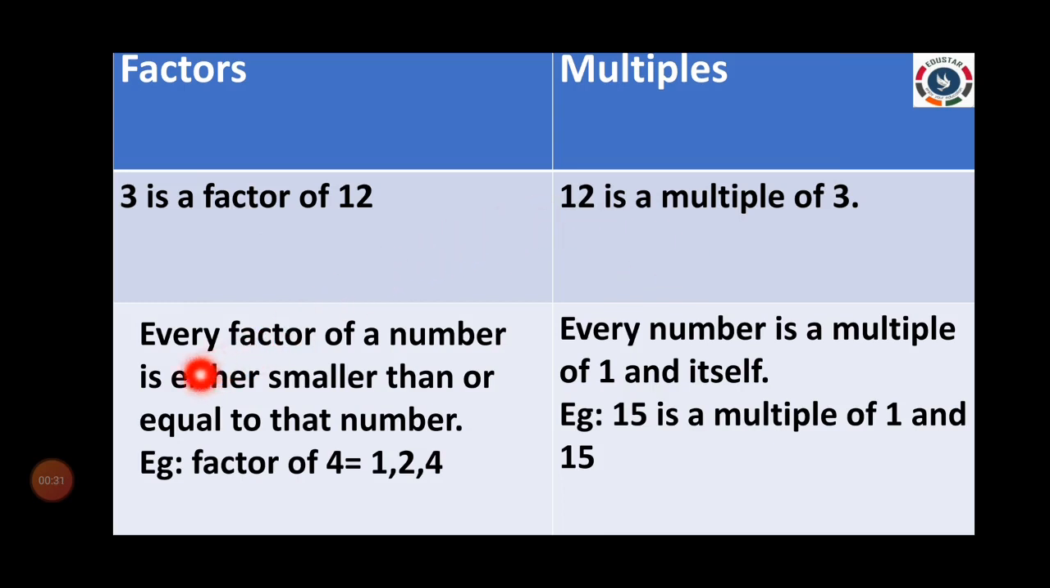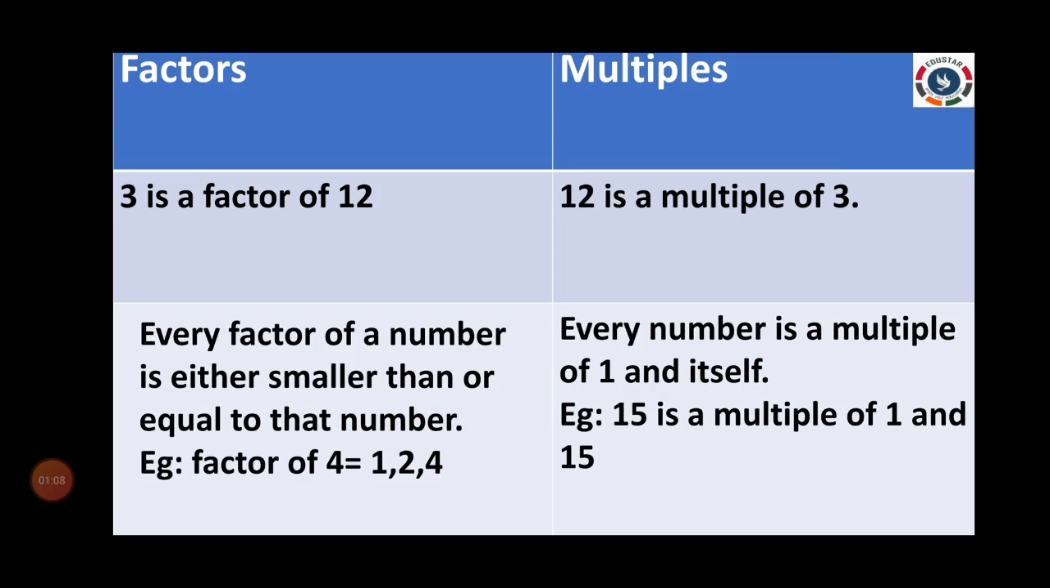The second point: every factor of a number is either smaller than or equal to that number. For example, the factors of 4 are 1, 2 and 4, since 1 four is 4, 2 twos are 4 and 4 ones are 4. The first factor 1 is smaller, isn't it? And the last, 4, is equal to that number. So every factor of a number is either smaller than or equal to that number.